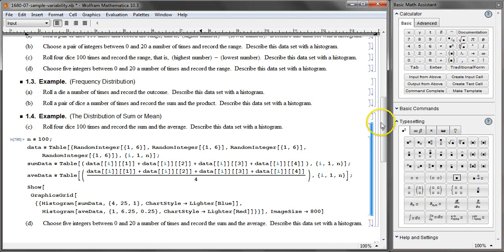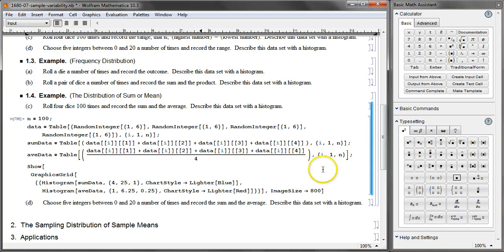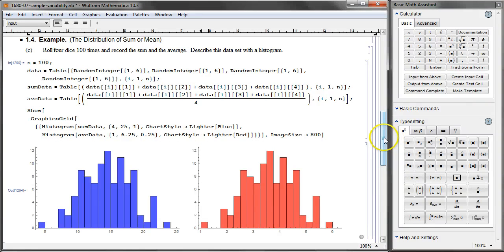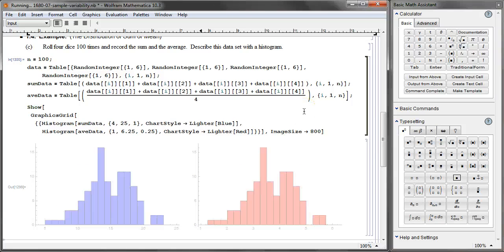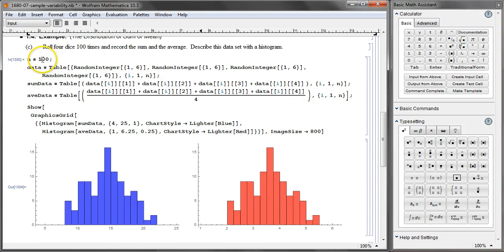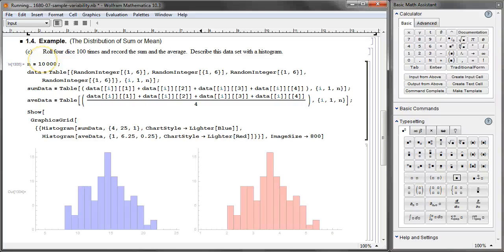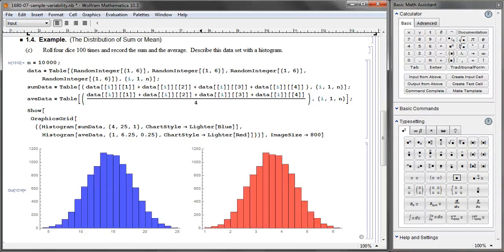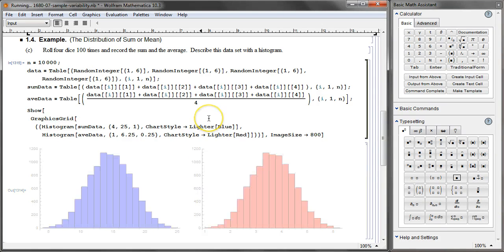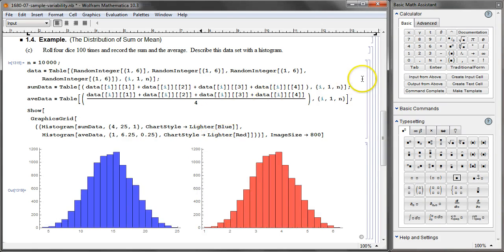Now let's go with the sum and the average. Roll 4 dice 100 times and record the sum and the average. Blue is the sum, red is the average. Do you see any pattern? Difficult to tell with just 100 rolls. Let's increase the repetitions to 10,000. Do you see a pattern? Oh, definitely. We are looking at the normal distribution. The central limit theorem in action.